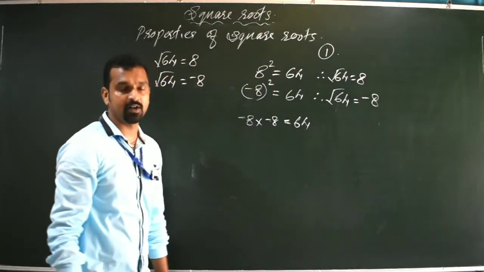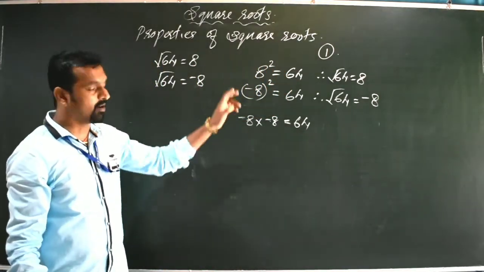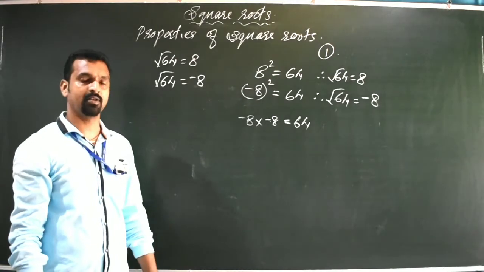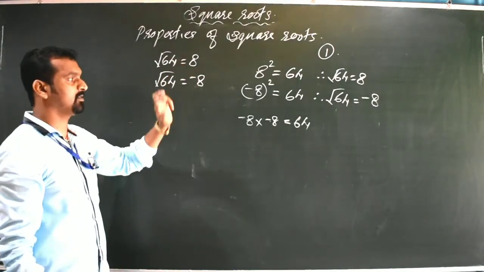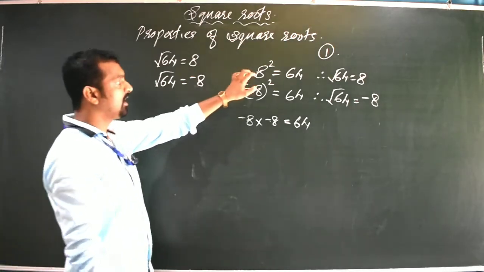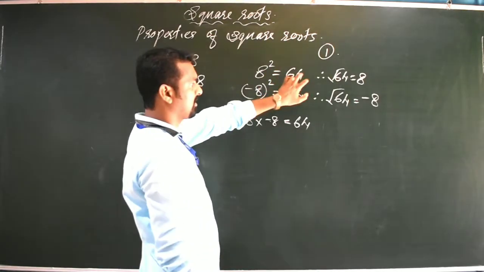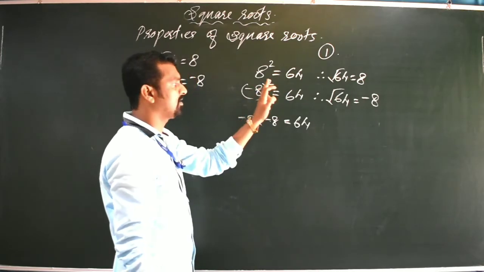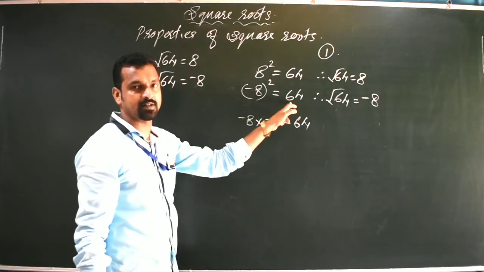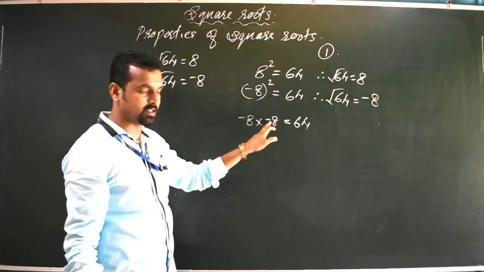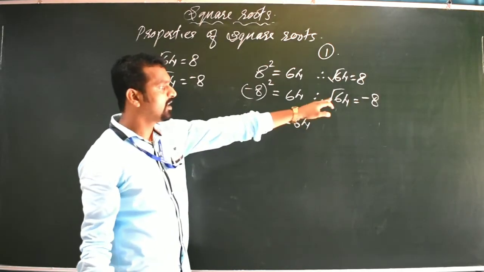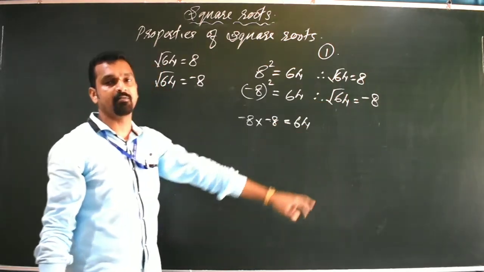So, square root of a number can be both negative and positive. It can be positive and negative. Because of this reason only, 8 square is 64, and minus 8 square also is 64 only. It will not come minus 64. It is 64 only because minus into minus becomes plus. 8 8s are 64. Therefore, square root of 64 we can write minus 8 also.